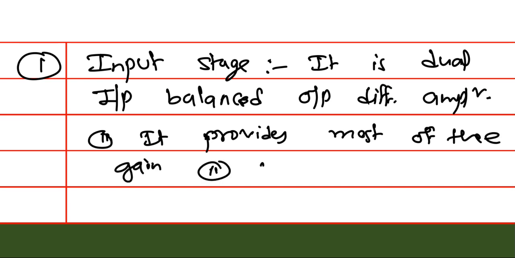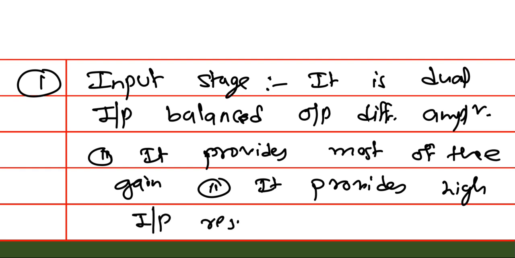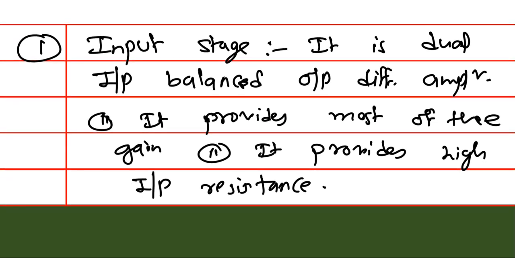And second purpose is it provides high input resistance. Now why should your input resistance be high? Because to avoid loading effect your input resistance should be high. Also, as your op-amp is a voltage gain device, high input resistance ensures that we are amplifying the input voltage signal.